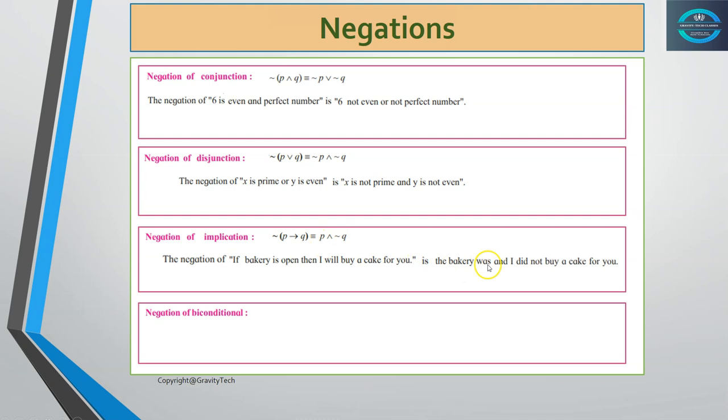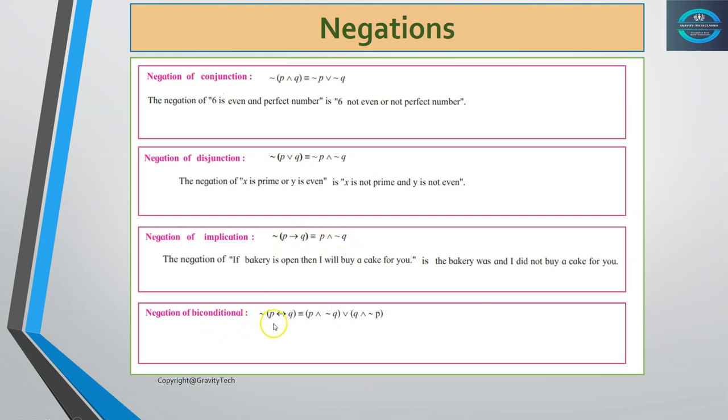See, so the bakery was open and I did not buy a cake for you, right? This is how the negation of implication works. So remember, negation of if P implies Q is what? P and negation of Q.